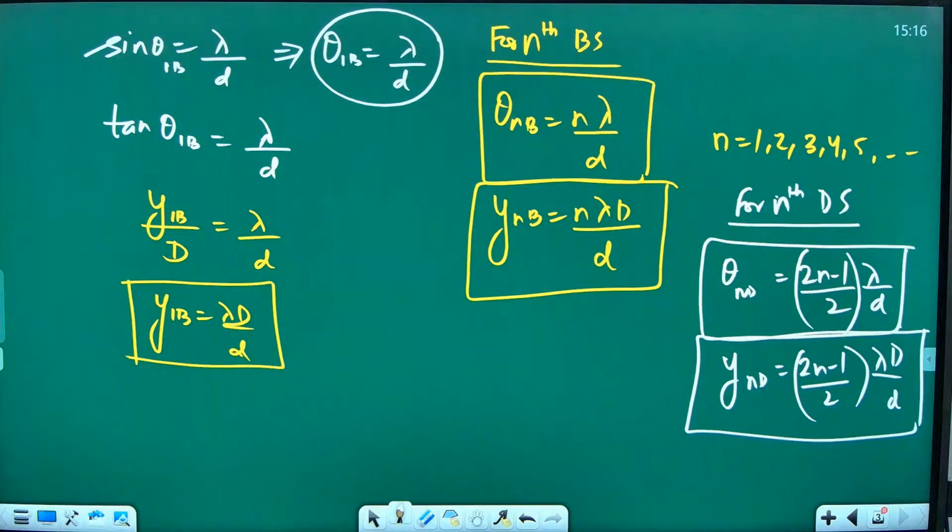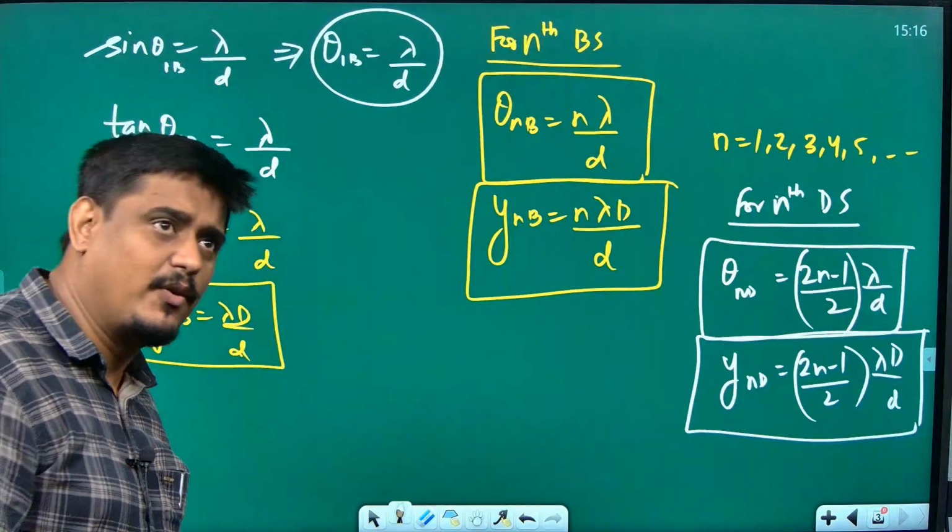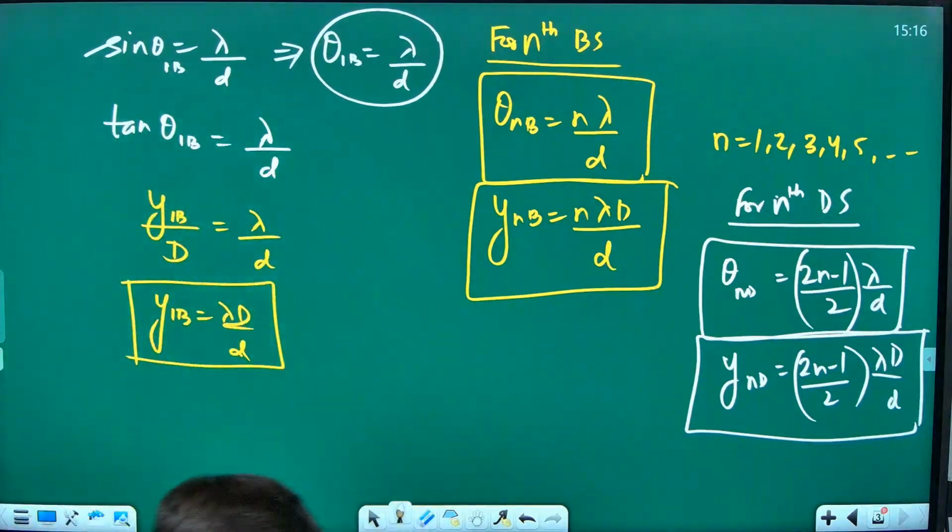So let us see some questions on how it comes in the examination. A couple of questions to make it strong. Then we will go to diffraction. So take one question, the first one. Please take it.